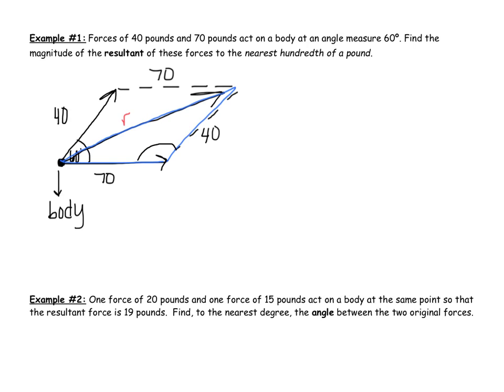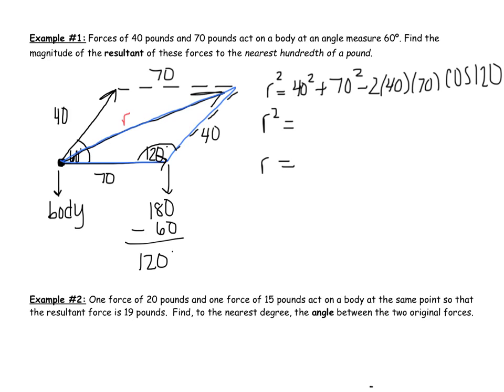Remember, this angle in here is 180 minus this angle. So this one would be 180 minus 60, which would give me 120. So now I have law of cosines, 3 sides and an included angle. So go ahead, set up law of cosines, pause the video, get an answer, and then I'll hit play and you can see my work.